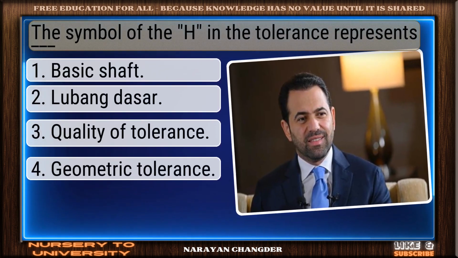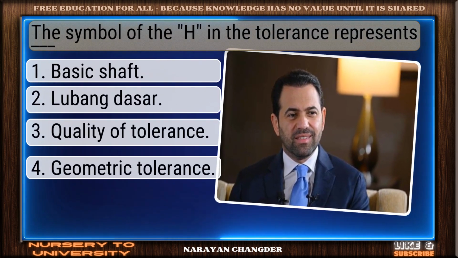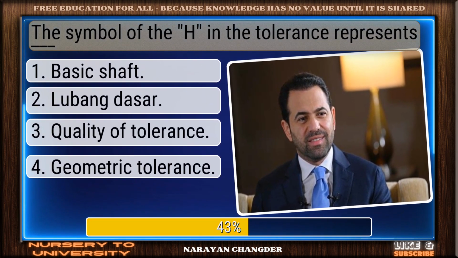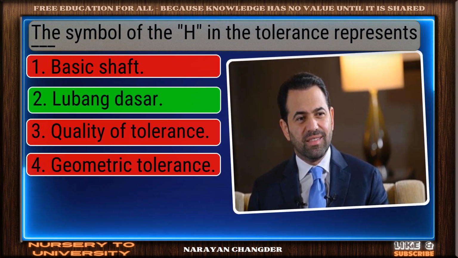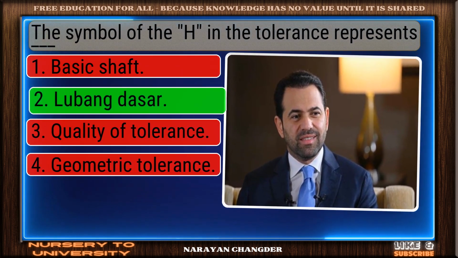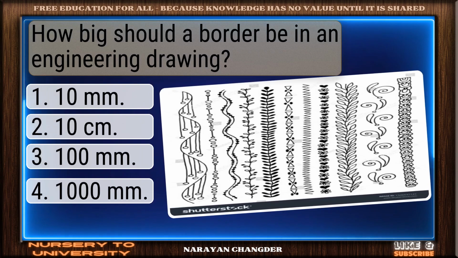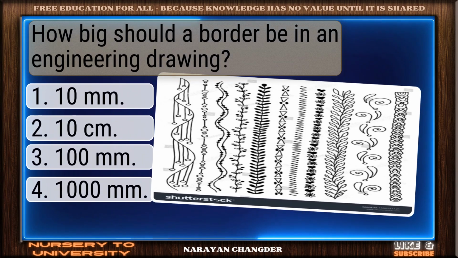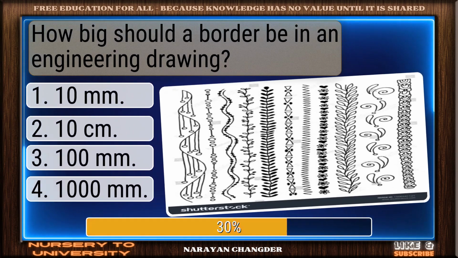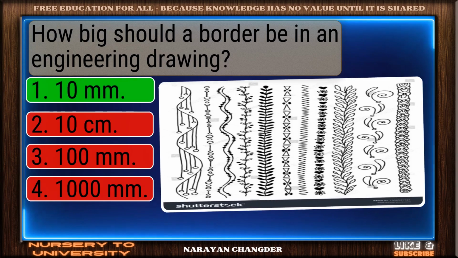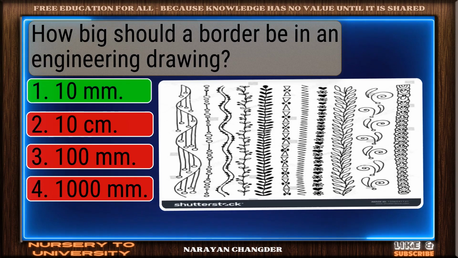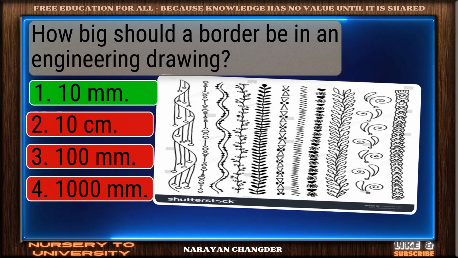The symbol of the H in the tolerance represents dash. Well done. Lubang Dasar is the right choice. How big should a border be in an engineering drawing? Nice work. You chose 10 mm, and it is correct.